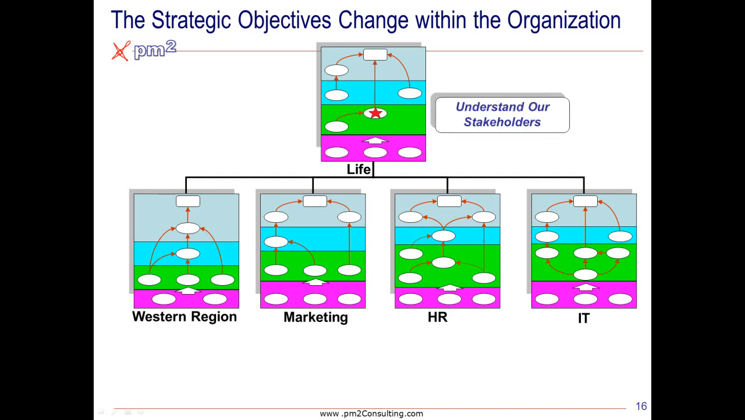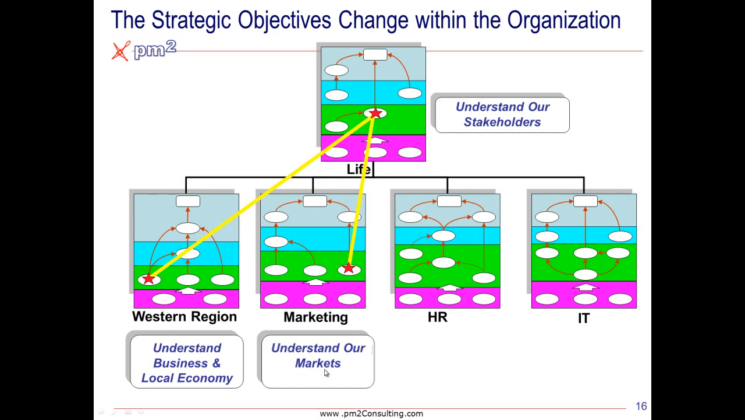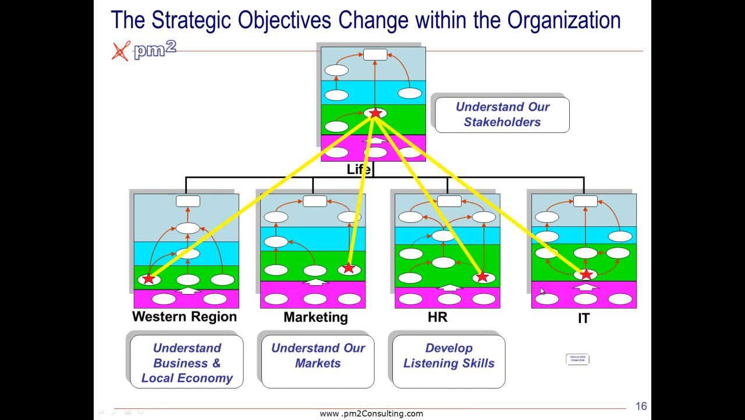But the concept would be this. If we have an objective like understand our stakeholders, perhaps what the Western region is accountable for doing is helping us by understanding the business and the local economy. Marketing, on the other hand, their contribution is understanding our markets. Human resources, perhaps their job is to develop listening skills across the organization. And finally, maybe IT's job is to harvest data that comes from transactional systems such as the web. The net is the metrics shift across the organization.